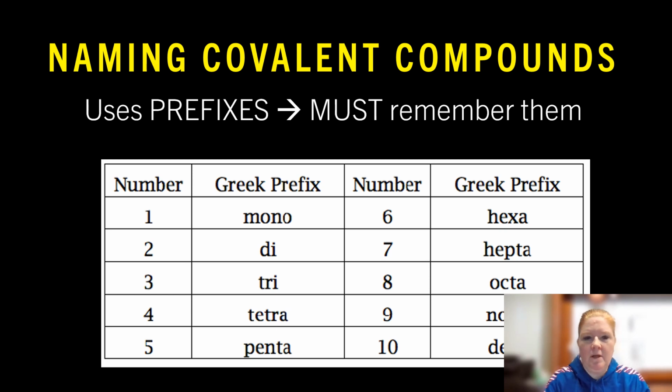When we are naming covalent compounds, we use prefixes. You actually have to remember these prefixes, okay? Mono, di, tri, tetra, penta, hexa, hepta. Don't usually have to go past that, okay? But the rest of them you can see here. But the first 5, definitely 6, are the ones that you should focus on remembering.